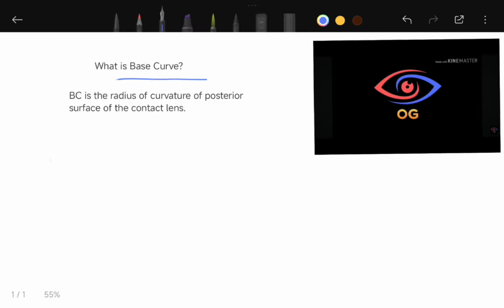So start from the base curve. First we'll understand the definition. Base curve is the radius of curvature of posterior surface of the lens. So base curve is basically the radius of curvature of the posterior surface of the contact lens.